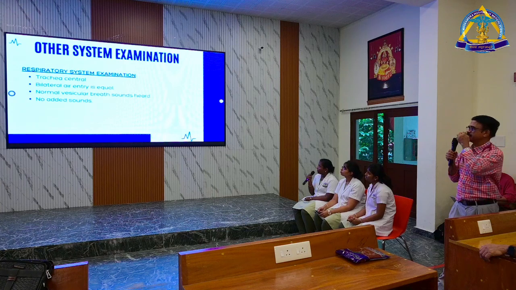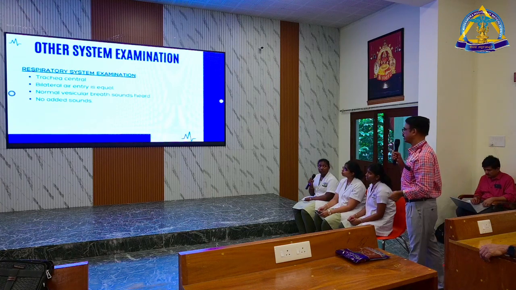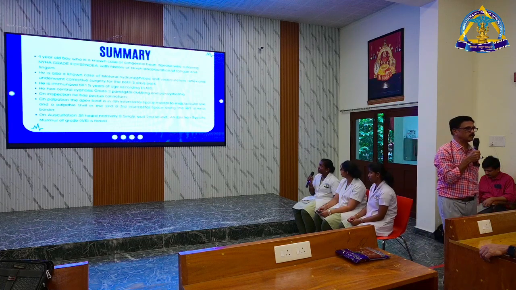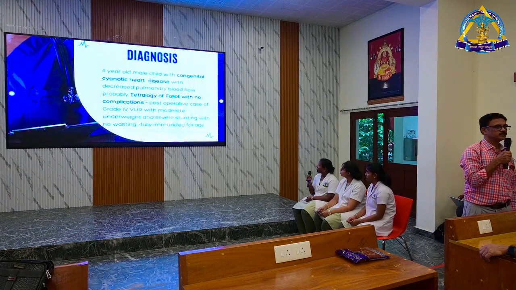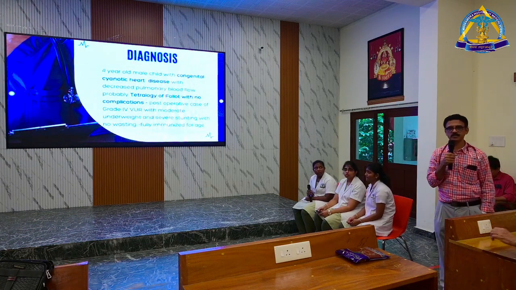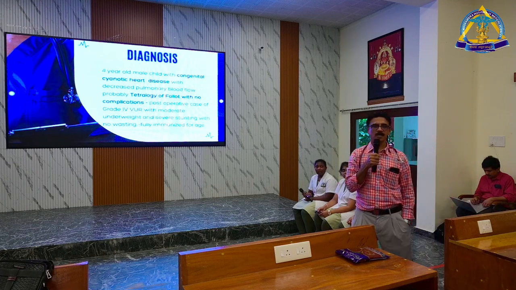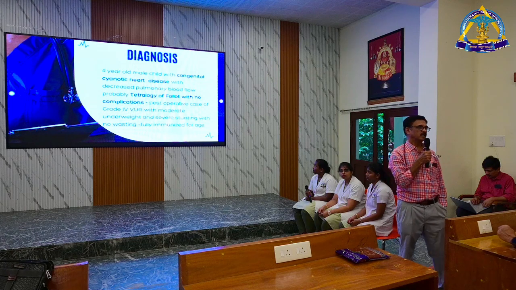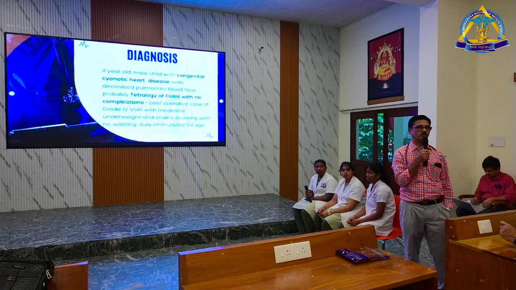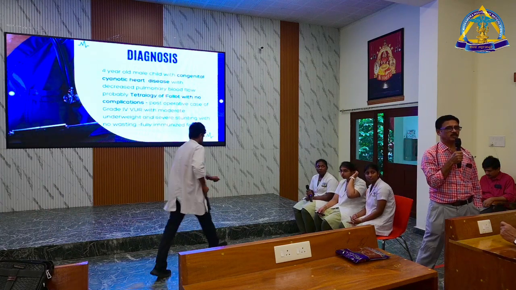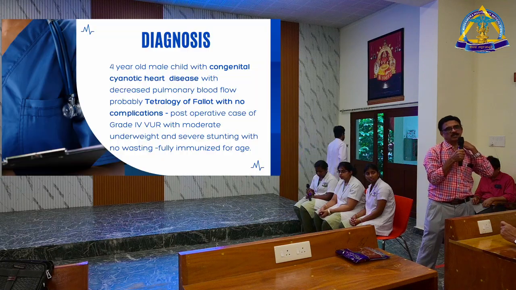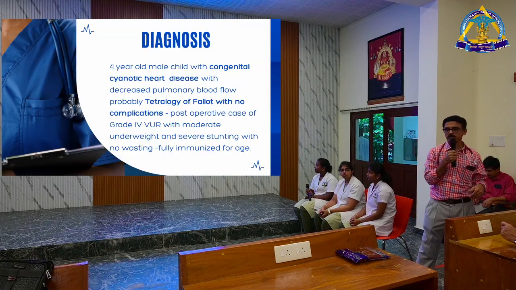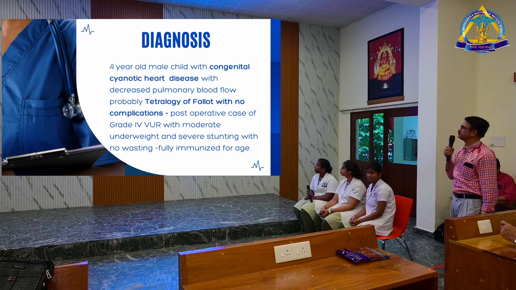Respiratory system, anything abnormal? No. Okay, what is your final diagnosis? Why do you want to examine the central nervous system in this case? Complications, like brain abscess and dural venous sinus thrombosis. All these things can bring about a seizure, with headache, vomiting, altered sensorium. So that is why we are examining.